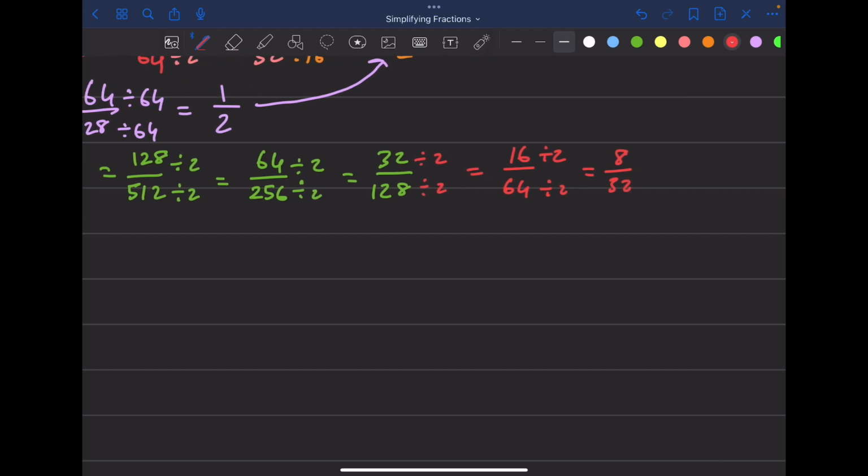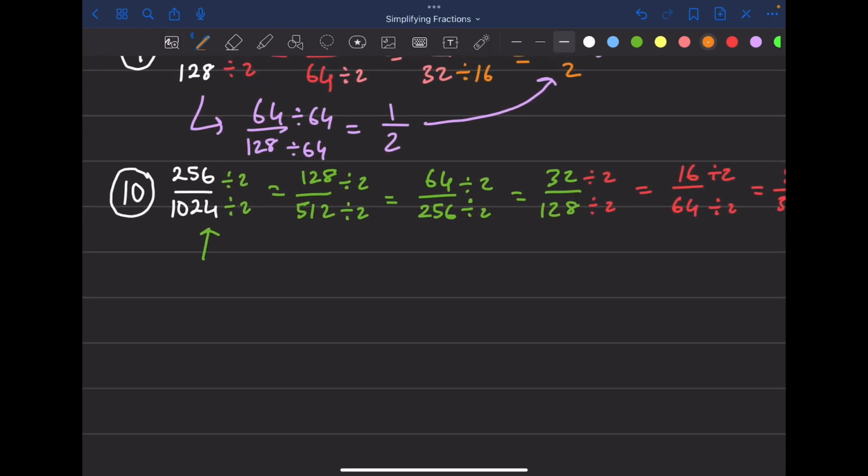Okay, at this point, you can keep dividing by 2 three more times, but I can already tell that you can divide both of them by 8. So divided by 8, divided by 8. This will give you 1 over 4. And since we have a 1 on top, this is a sign that we have the simplest form, so we know we are done. 1 over 4 is the correct answer.